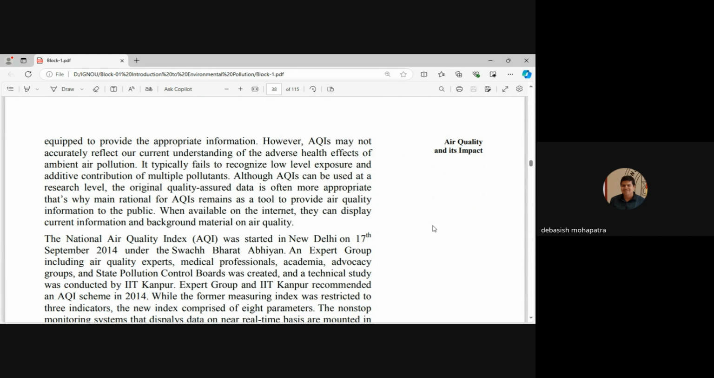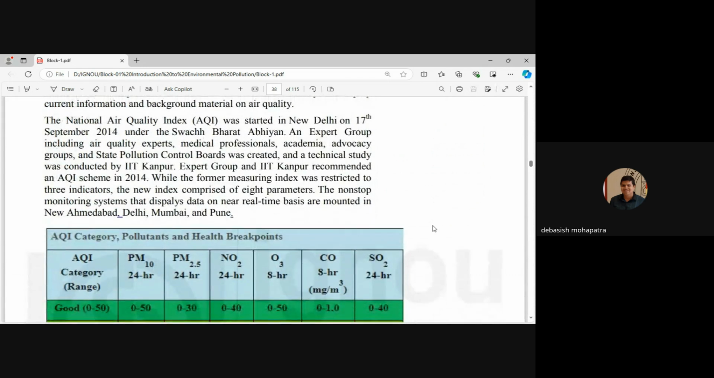So it started in New Delhi on 17th September 2014 under the Swachh Bharat Abhiyan. An expert group including air quality experts, medical professionals, academia, advocacy groups, and state pollution control boards was created, and a technical study was conducted by IIT Kanpur. The expert group and IIT Kanpur recommended an AQI scheme in 2014.